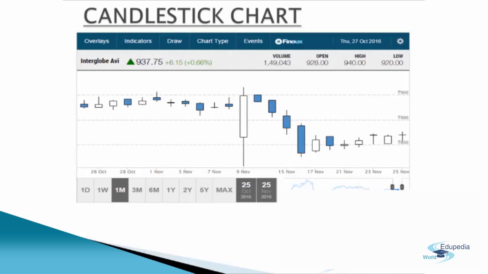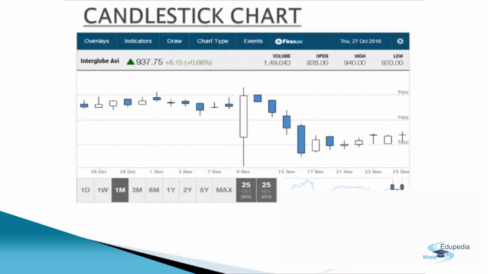White candlesticks usually form when the close is higher than the opening, and black or solid, or blue in this case, candlesticks form when the close is lower than the open. The white and blue portion in this chart is basically formed by the open and the close, which is called the body, and the lines above and below are called shadows. They represent the high and the low.